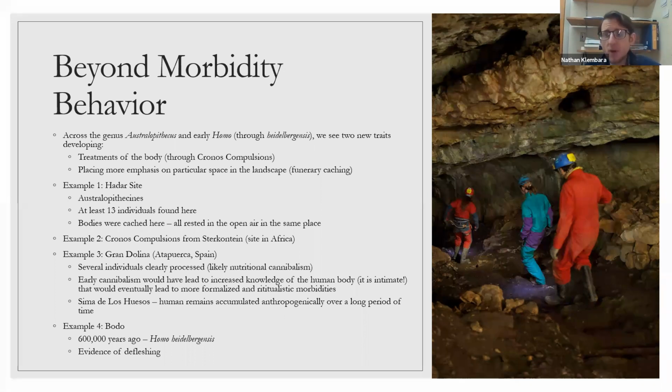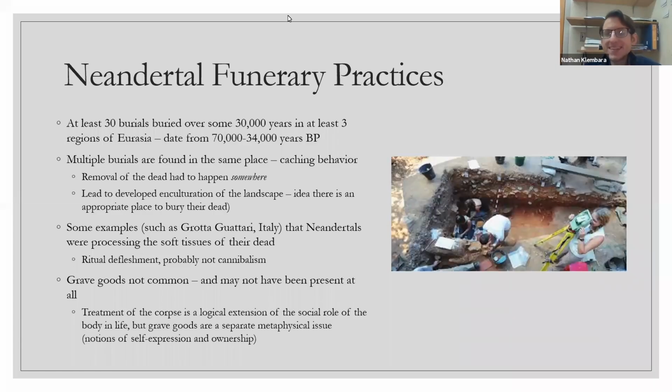And then finally, at the site of Bodo in Africa, 600,000 years ago, we have a Homo heidelbergensis skeleton, and there's more evidence of cut marks and defleshing here. By the time we get to Neanderthals, as we've kind of talked about very briefly, we start to get to some things that look a little more complex and a little more refined than just funerary caching and cut marks.